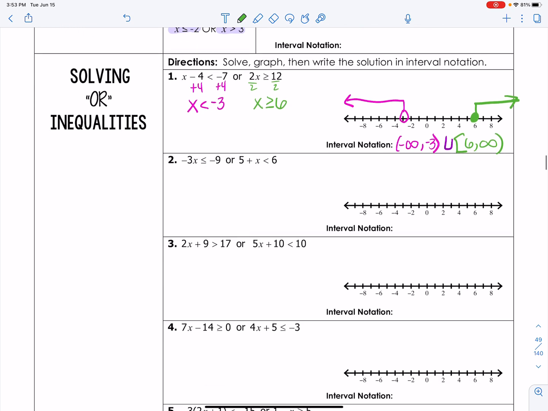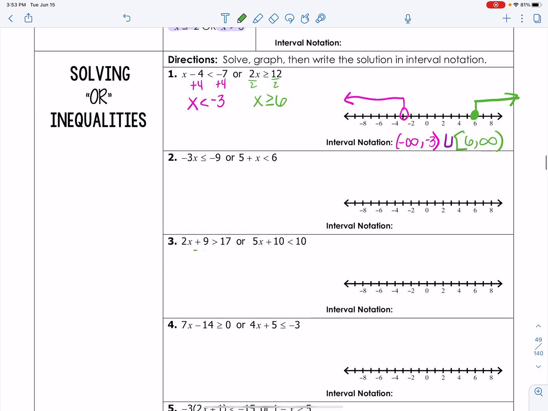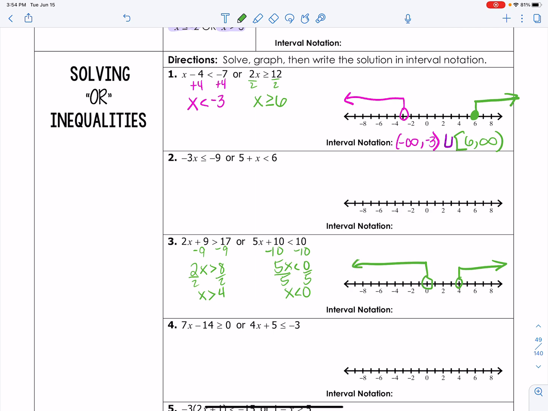Let's take a look at example 3. I'm going to solve them separately. I'm going to subtract 9, and I get 2x is greater than 8. Then I'm going to divide by 2 and divide by 2, and x is greater than 4. So I'm going to put an open circle at 4, and I'm going this way. And then I'm going to solve the other one. I'm going to subtract 10 and subtract 10, and 5x is less than 0. I'm going to divide by 5 and divide by 5, and x is less than 0. So I'm going to have an open circle here, and they go outside of each other. If you would like to do interval notation, you can, but I'm not asking you to.